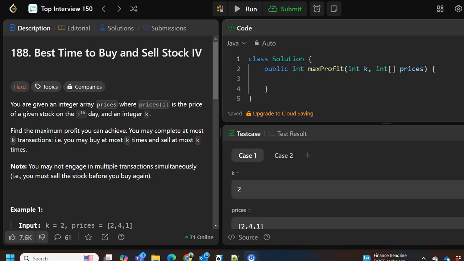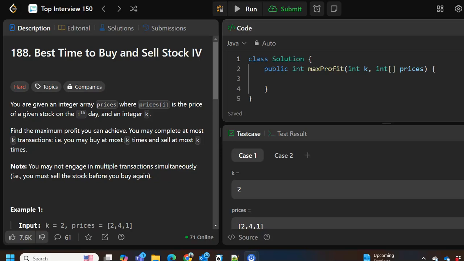A transaction is a buy and a sell. A buy is not a transaction. A sell is not a transaction, but a buy and a sell is a transaction. You may buy at most k times and sell at most k times. You may not engage in multiple transactions simultaneously, i.e., you must sell the stock before you buy again. That means that you can only hold one share of the stock at a time.